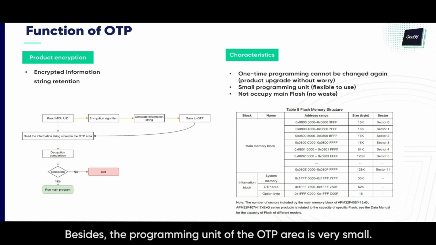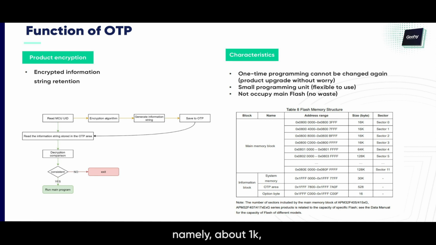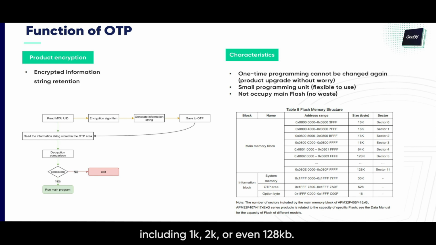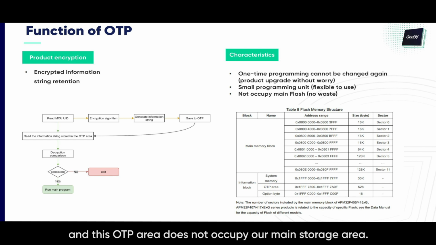Besides, the programming unit of the OTP area is very small. For example, the smallest programming unit of Flash is usually a page, namely about 1K. Different products have different smallest programming units, including 1K, 2K, or even 128 KB. As mentioned above, an OTP area is 32 bytes and its size is very small, and this OTP area does not occupy our main storage area.